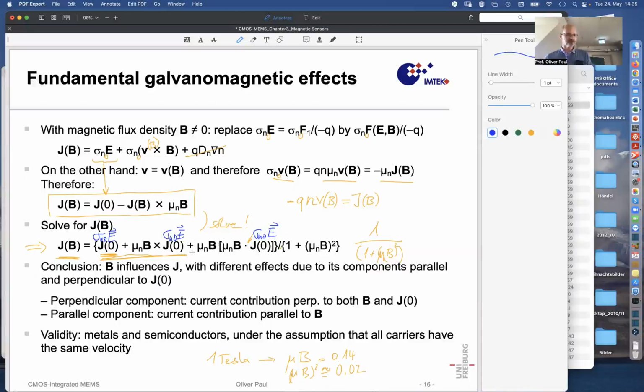So this is the quantifier for the strength of an effect. You will find mu B all over the place. And this general expression is true for semiconductors in particular, but also more broadly for metals, under the assumption that all carriers have the same velocity. Why do I say that? Because I said, okay, we have a velocity v, and that velocity v is given by the electric field in the form of a current being driven and so on.